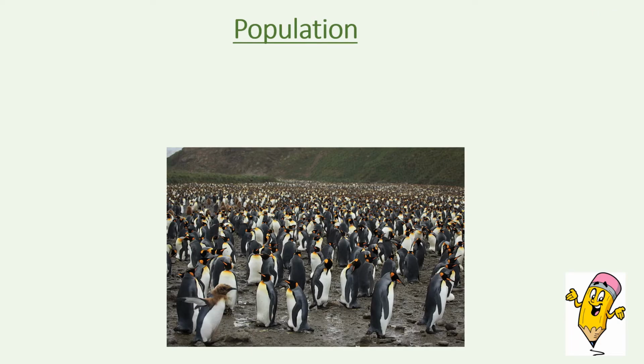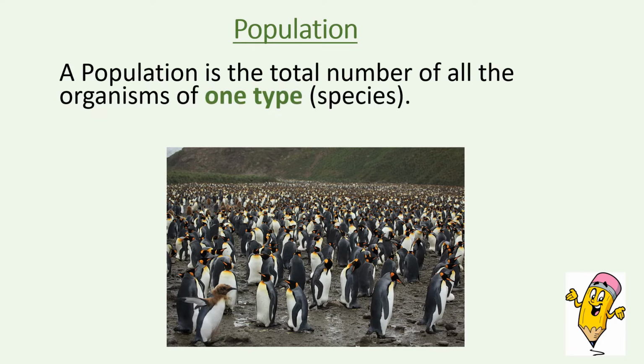Can you remember what a population is? Pause the video and try to write it down before I go over the answer. So a population is the total number of all of the organisms of one type. So the total number of all the organisms of a species. For example, the number of penguins would be the population of penguins.